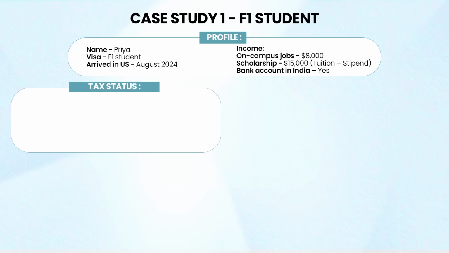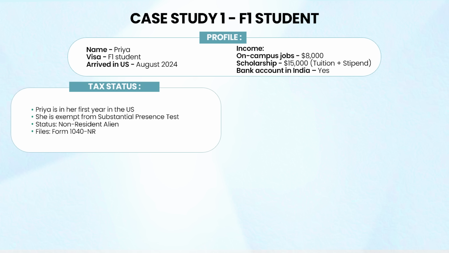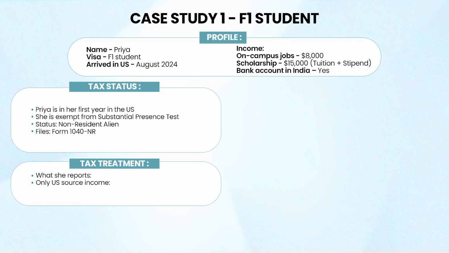Now let's look at her tax status. Priya is in her very first year in the United States. She is exempt from the substantial presence test. This means her filing status is non-resident alien and she will file Form 1040 NR. Now let's understand how her income is taxed. Since she is a non-resident alien, she only reports her US source income. This includes her $8,000 in wages from the on-campus job. For the scholarship, only the stipend portion is taxable. The tuition portion of the scholarship is completely tax-free.